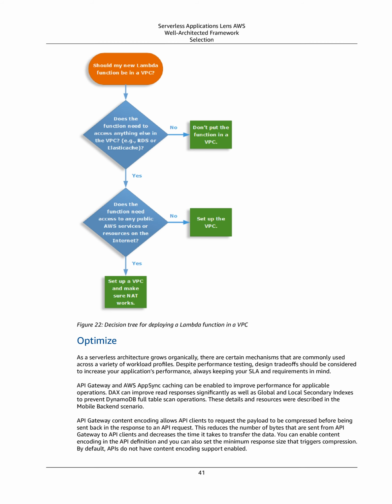API Gateway content encoding allows API clients to request the payload to be compressed before being sent back in the response to an API request. This reduces the number of bytes that are sent from API Gateway to API clients and decreases the time it takes to transfer the data. You can enable content encoding in the API definition and you can also set the minimum response size that triggers compression. By default, APIs do not have content encoding support enabled.